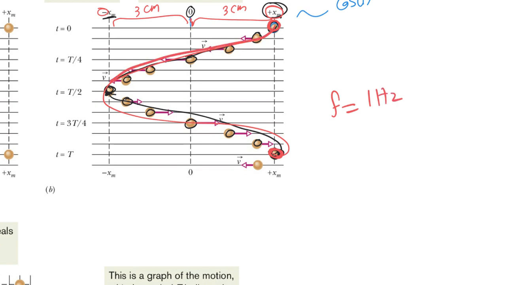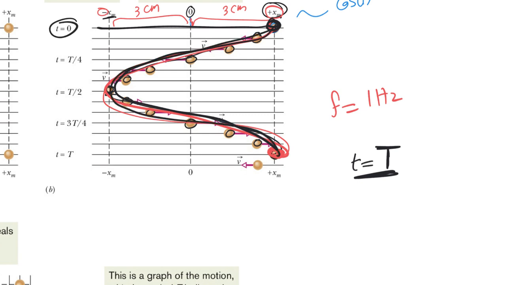So from here to here is a full motion, and the time to make a full motion is the period time, T capital. The period time is the time to do one oscillation. You can see at this point the time is 0, and when we reach the starting point again, the time is T, the periodic time, because it makes one oscillation.